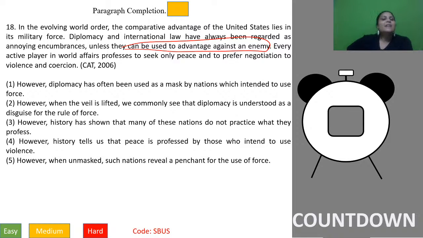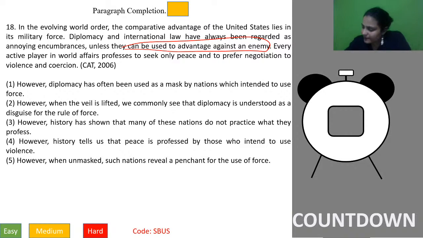In fact, every active player in world affairs, for example, US, China, Japan, anybody else, they outwardly, that's what the passage is trying to say, profess to seek only peace and to prefer negotiation to violence and coercion.